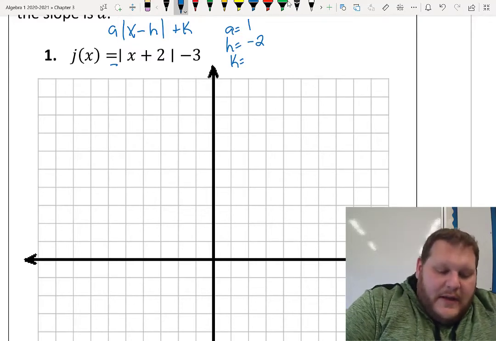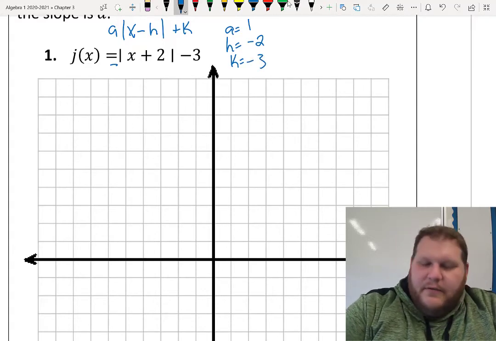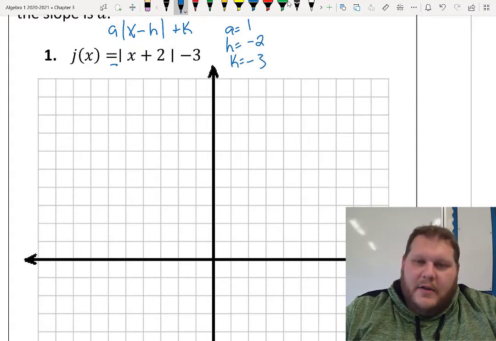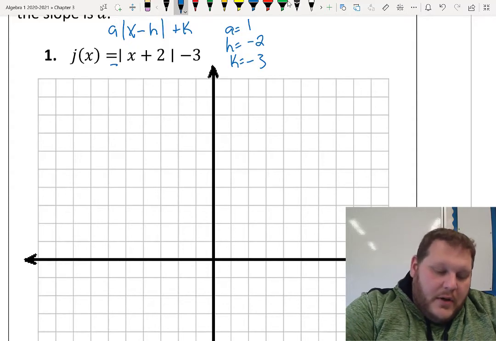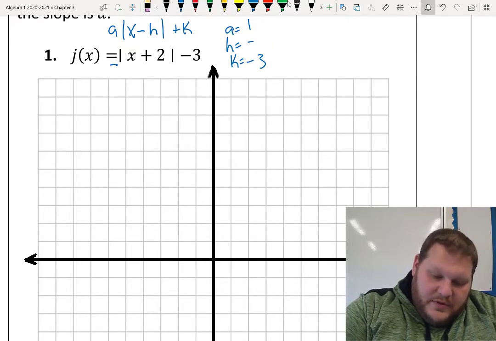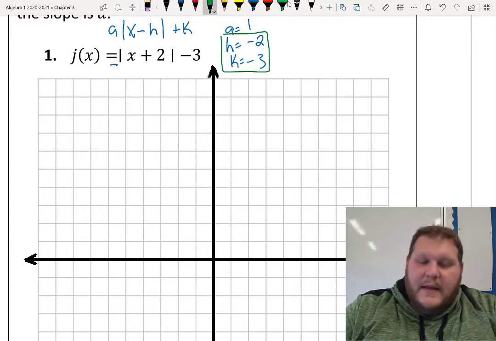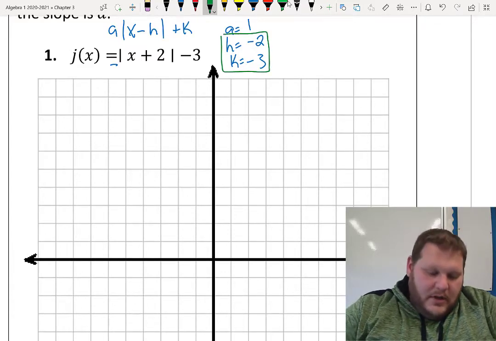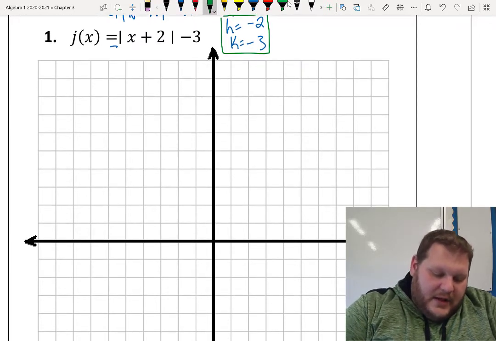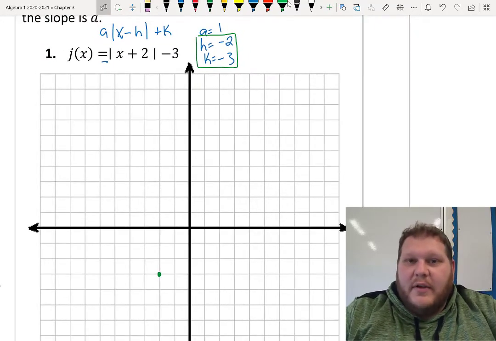For my k value, that always matches exactly what it is on the outside. So if I see -3, my k value is -3. If I see +5, my k value is +5. So utilizing this information now, h comma k is my vertex. So that means that -2 comma -3 is where the point of that graph happens. Left 2, down 1, 2, 3. This point right here is where my vertex is. That's where the point of my graph is.